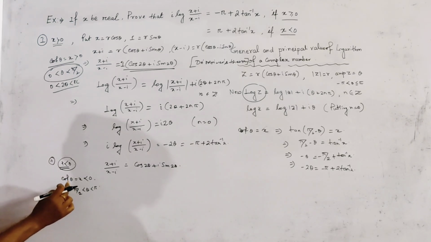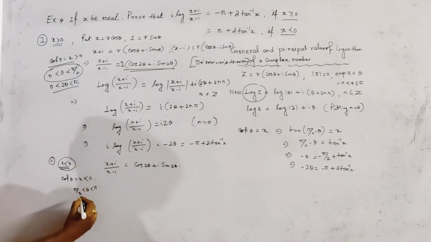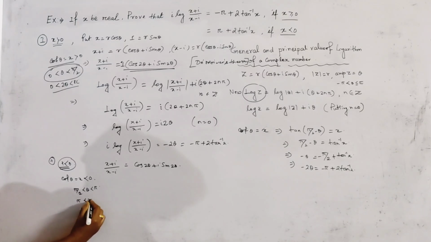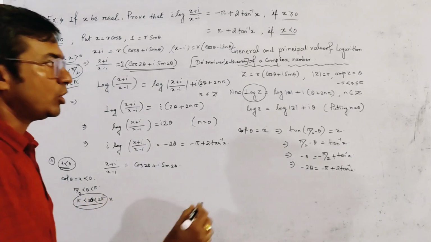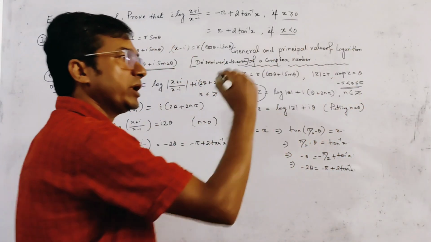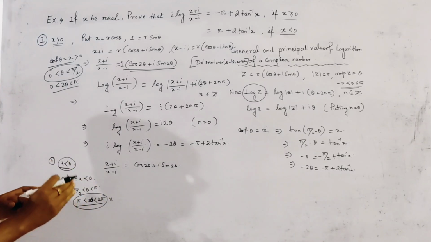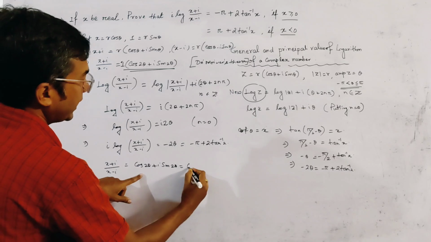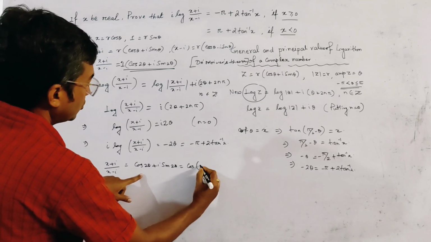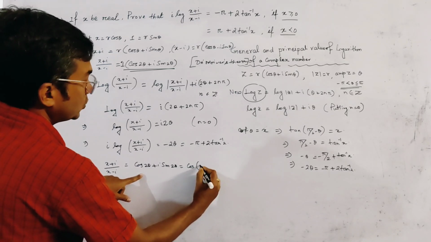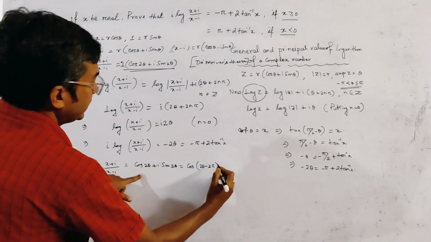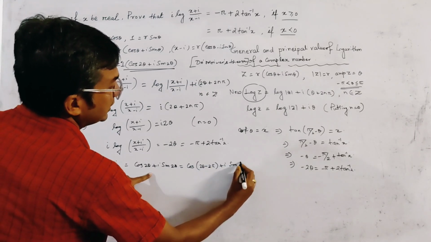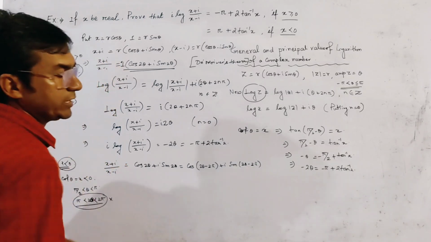In this range, if we find the value of 2θ, then we get π < 2θ < 2π. But this is not in the principal range of amplitude, which is −π to π. To get the principal range of amplitude, we write this complex number as cos(2θ − 2π) + i sin(2θ − 2π).